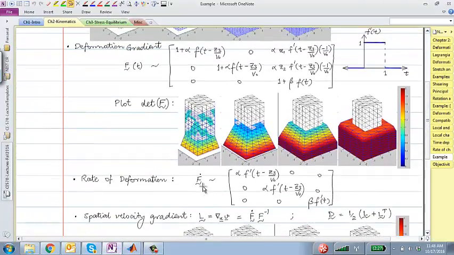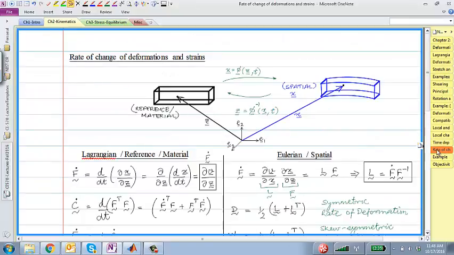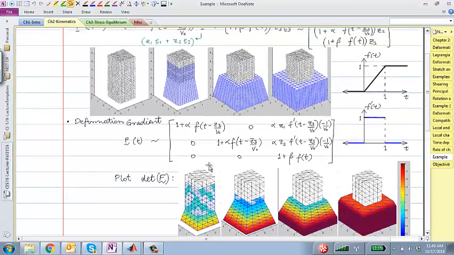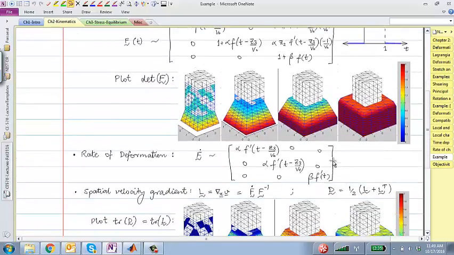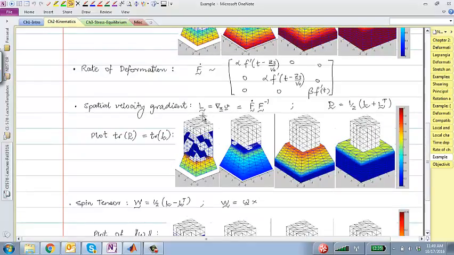You can take F dot by simply taking the time derivative of each and every term in here, and you can verify that that's what you get with F dot. The spatial velocity gradient L is partial v partial x, or just as we saw on the previous page, it is F dot times F inverse. So L can be computed. We already know F. We already know F dot. The matrix multiplication of those components gives me the tensor L.